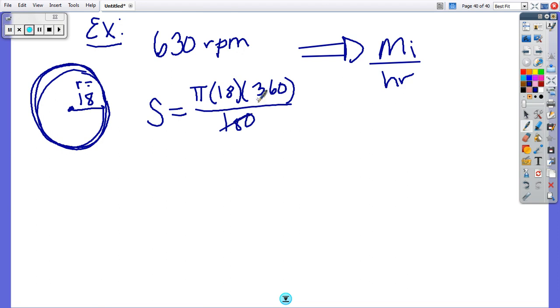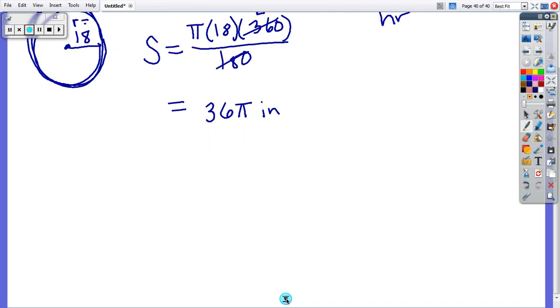I can simplify this because I know that 180 goes into 360 2 times. So my arc length is actually going to be 36 pi inches. 36 pi inches is my arc length. Okay, so now we need to find miles per hour.